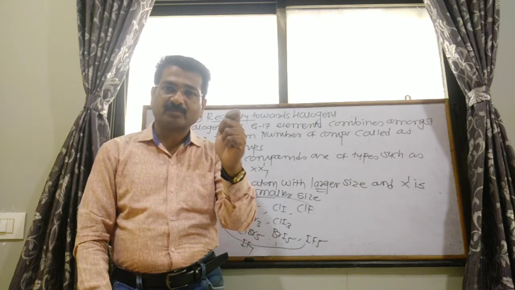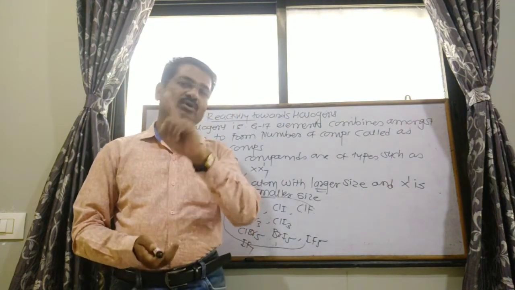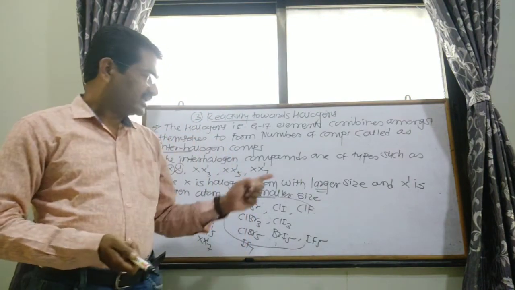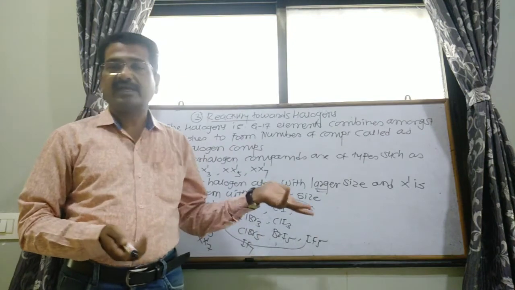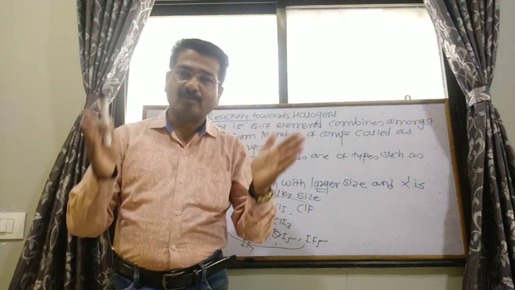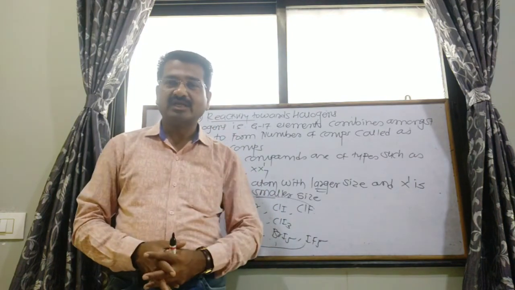Among the halogens, only fluorine shows just the -1 oxidation state. So therefore it forms simple compounds. But other halogens can form a number of complex compounds. So this is the next concept, that is interhalogen compounds.